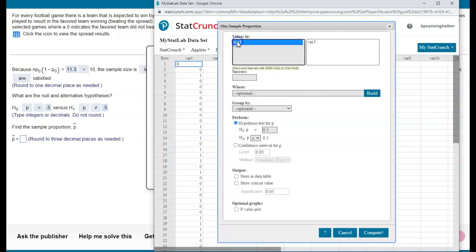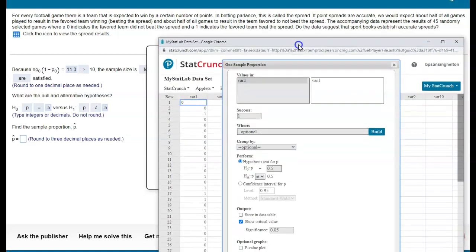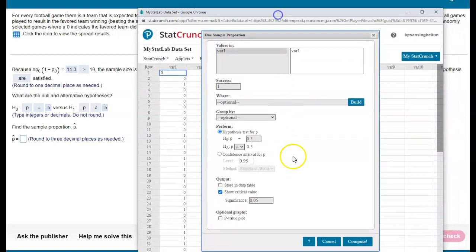The values of our data are in the var 1 column. Now, success is what StatCrunch can assume is considered a success in this data set. As I said, successes are 1s and failures are 0s. So we type a 1 in there. And then we're doing a hypothesis test, and this is already set up for us correctly, so we don't need to change it. I want to show the critical value here. Does it say what the significance is? Well, we'll just leave it like that for now and get to that portion of the problem.